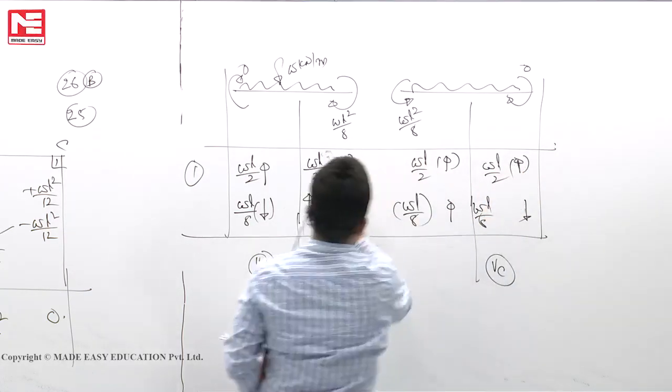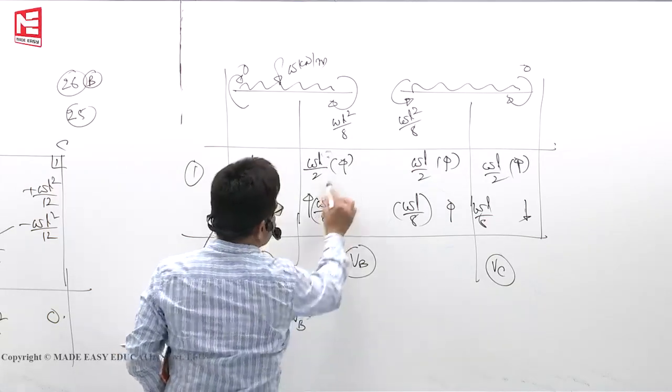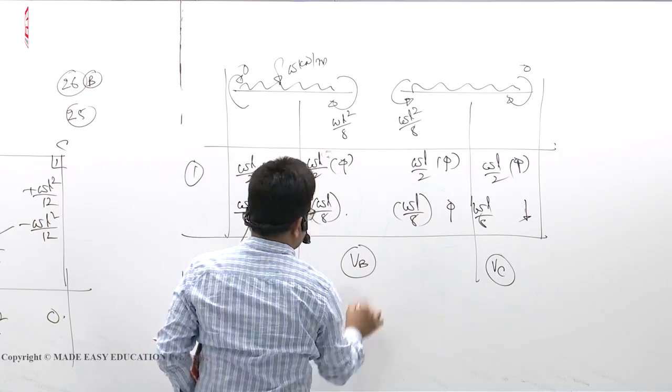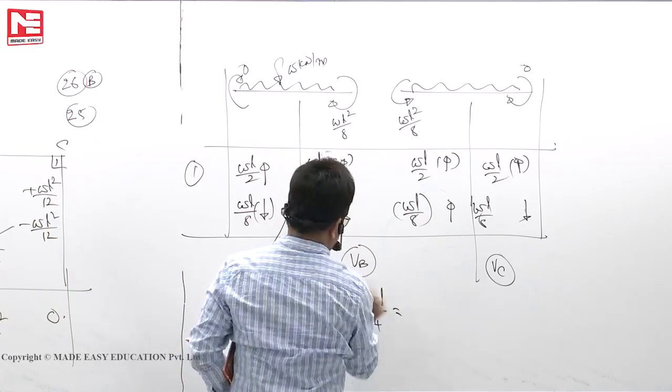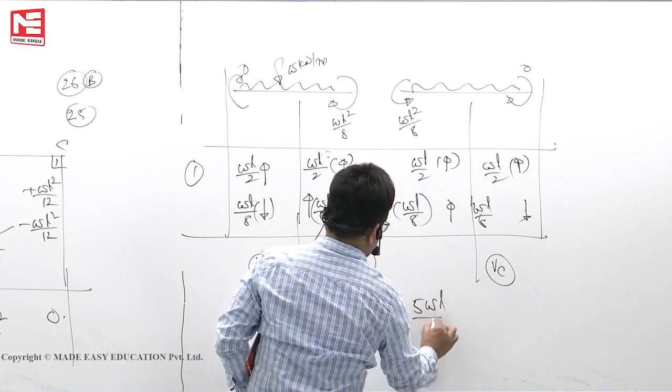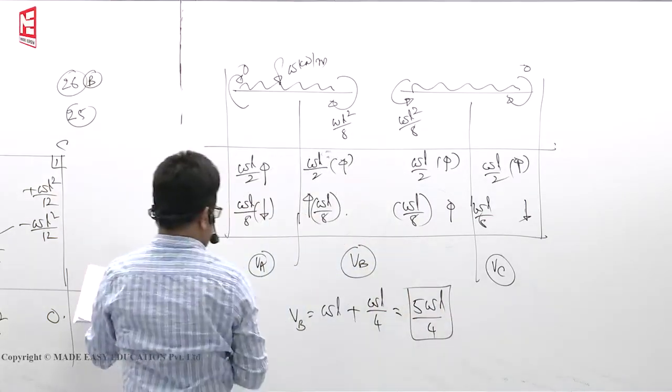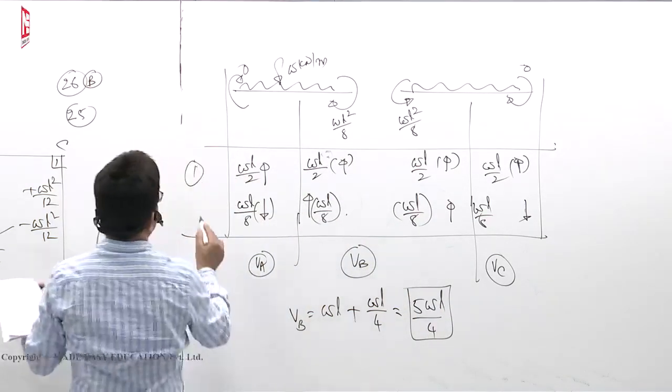So center means middle support: WL by 2 plus WL by 2, WL. WL by 8 means you can write WL by 4, and plus, 4 plus 1, 5 WL by 4. So 5 WL by 4. Question 25.